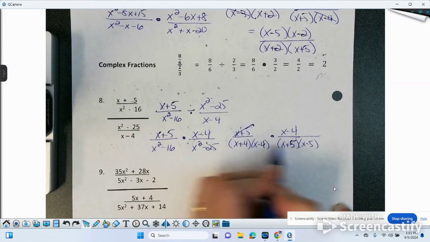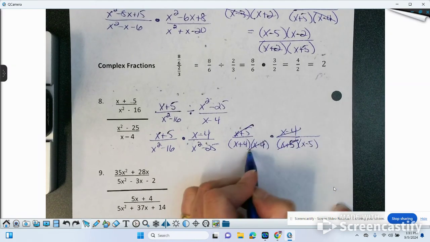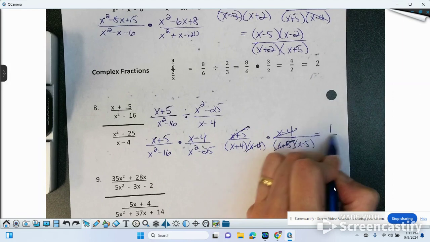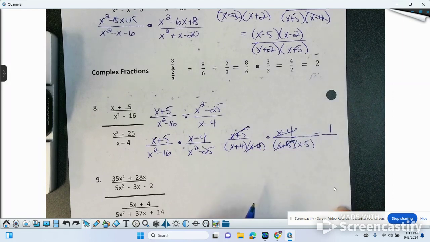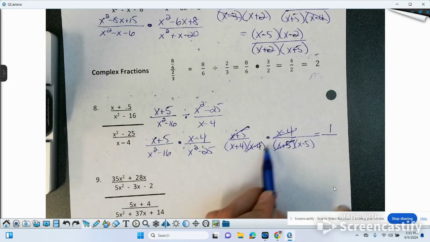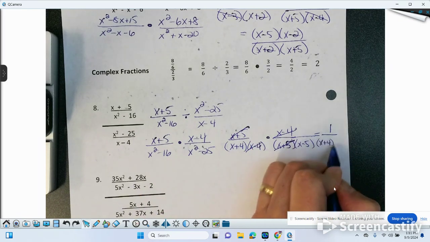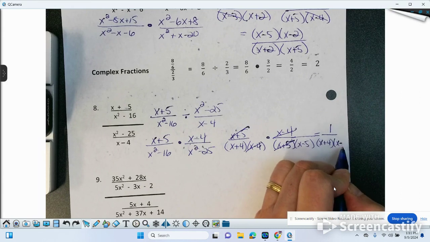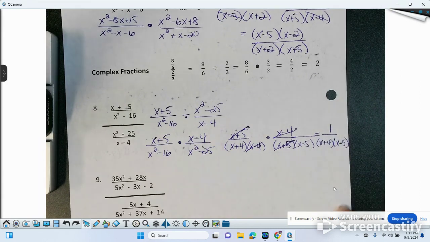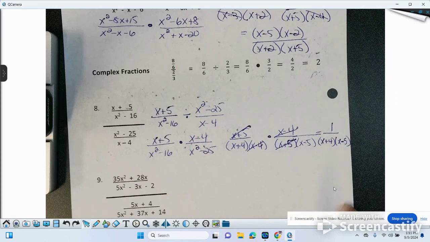Well, the x plus 5's cancel, the x minus 4's cancel. So if everything's gone in the top, you have to show that everything's gone. So it's a 1, because really when you are dividing anything by itself, it's a big old 1. So if this cancels and it's a 1, and that's a 1, 1 times 1 is 1. And then on the bottom, you do still have your x plus 4 and x minus 5. If something is left, you don't have to write the 1. But if everything cancels out, you have to write the 1.